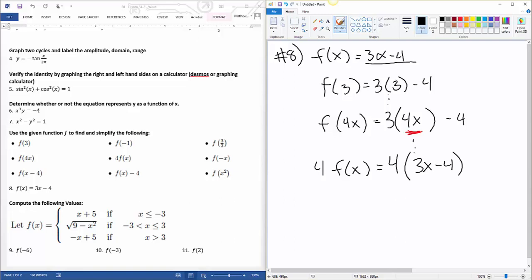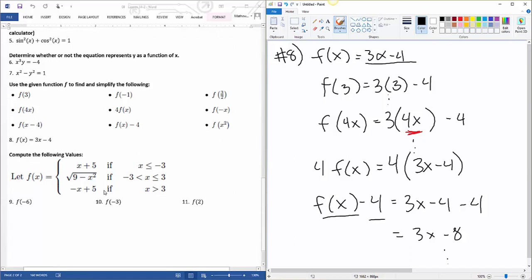We have f of, we'll do x minus 4. Well, that means you take your function, 3x minus 4, and then you subtract an extra 4. And then you simplify it. Well, but that one's already simplified. So let's move on.